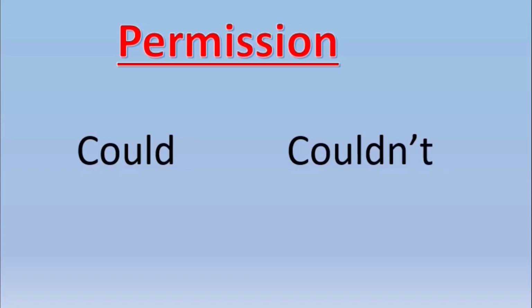Permission. Could. You could come if you wanted to. Couldn't. You couldn't come even if you wanted to. Both of these are asking for allowance or stating allowance.